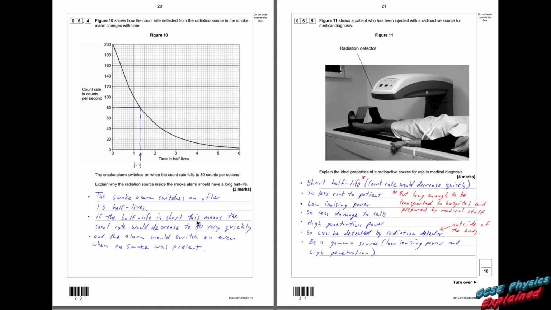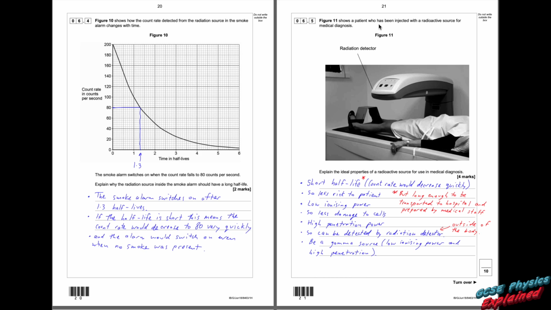If the half-life is short, this means the count rate would decrease to 80 very quickly and the alarm would switch on even when no smoke was present. Alright? You don't want the count rate of the alpha to decrease. And then even when there's no smoke there, the count rate is at 80, so the alarm comes on. Usually the half-life of the alpha is a couple of years. So your smoke alarm lasts a couple of years. Sometimes it might even be 10 years.